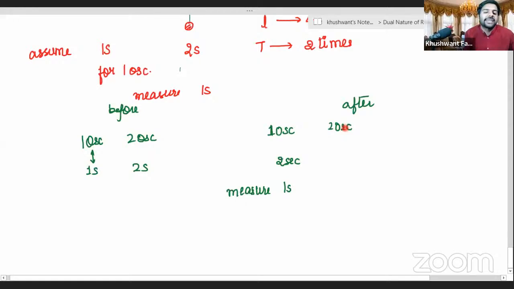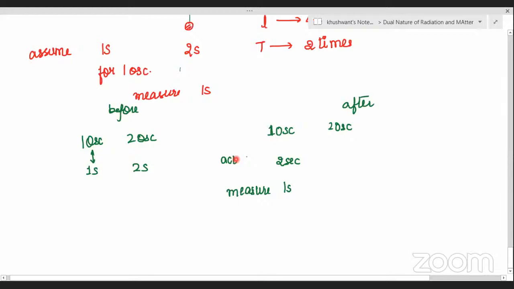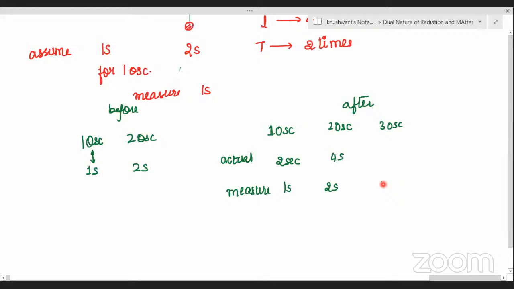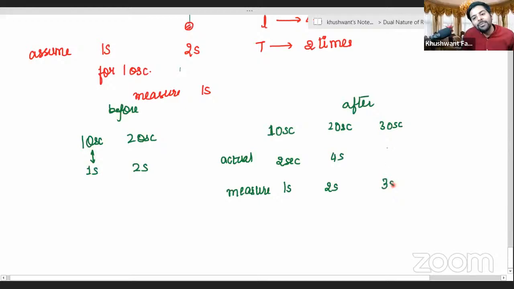Now tell me, what will happen after 2 oscillations? How much time will actually have passed in reality? 4 seconds. Yes, so now 4 seconds are over. But what we will think is 2 seconds. So a total of 2 seconds of time has gone. Now suppose after 3 oscillations have happened, what will we think? We will think 3 seconds have passed, but actually how many seconds have passed? 6 seconds. So every second we are lagging behind.